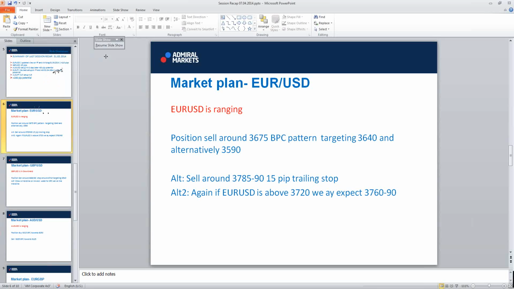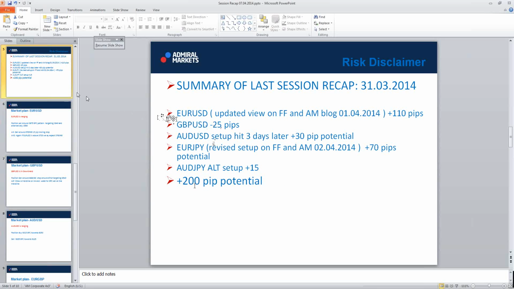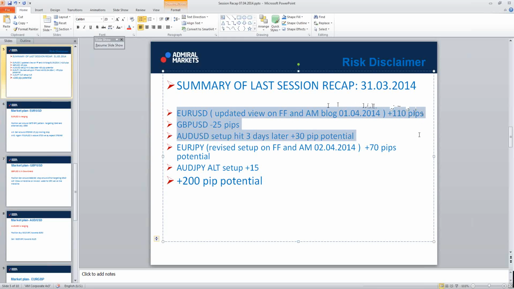Let's see how we will go with these setups, as last week was 200 pip potential. Especially this trade was awesome, really. But all other trades except GBP were profitable.